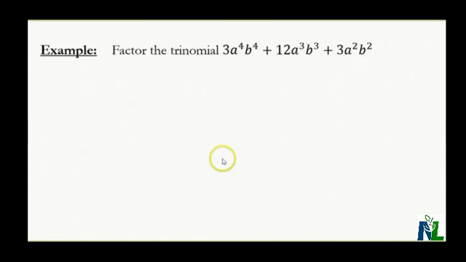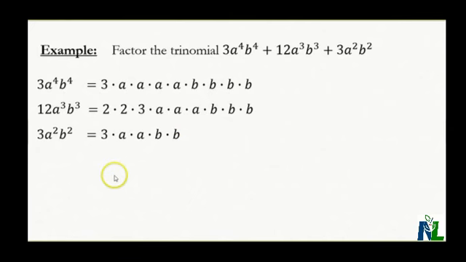Here's another example using a couple variables. Again, the first step is the same. Write each term using prime factorization. So 3a to the fourth b to the fourth is written as 3 times a times a times a times a times b times b times b and b again. The prime factorization of 12a cubed b cubed is written here. And the prime factorization of 3a squared b squared is written here.